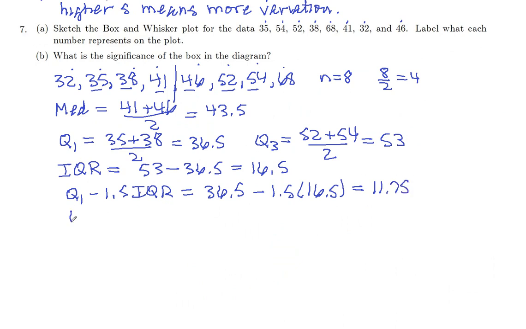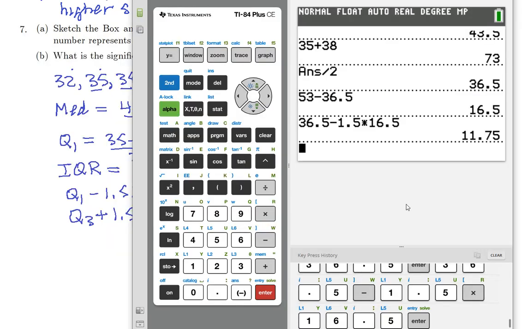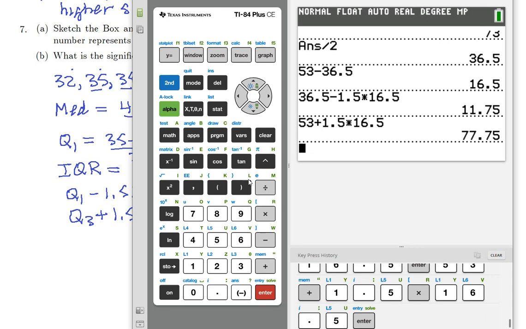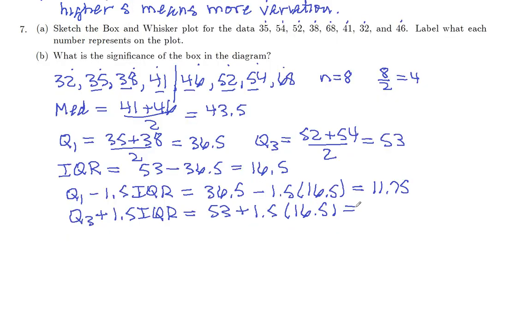And then we take Q3 and we add 1.5 times that IQR. So that upper quartile is the 53, and we're going to add 1.5 times the 16.5. So 53 plus 1.5 times 16.5, 77.75.